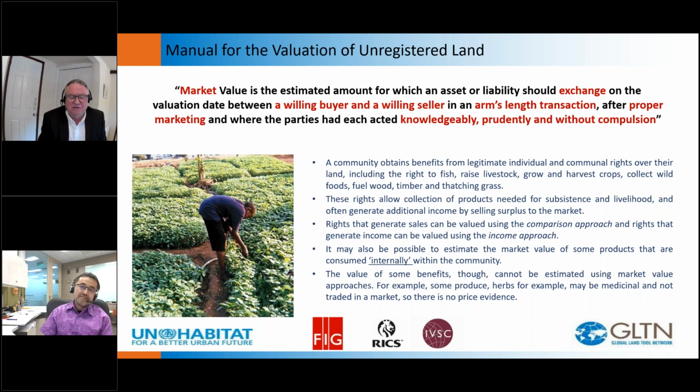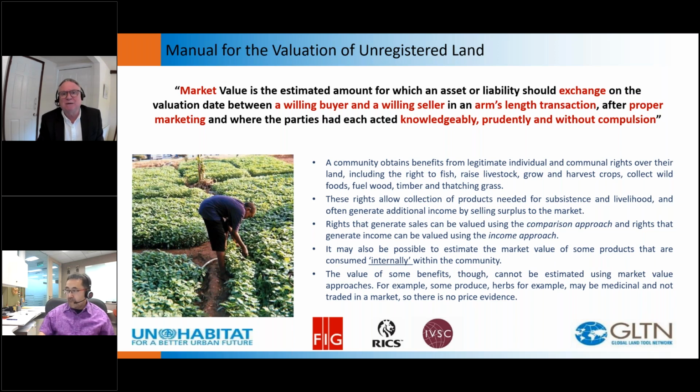Thanks, Satoshi. That's again really helpful. And that point about there being a gap between market value, which is the basis of value used for the majority of national compensation schemes, and the World Bank policy for livelihood reinstatement is really important. And just moving on to that concept of market value, this is a definition which is taken from the International Valuation Standards.